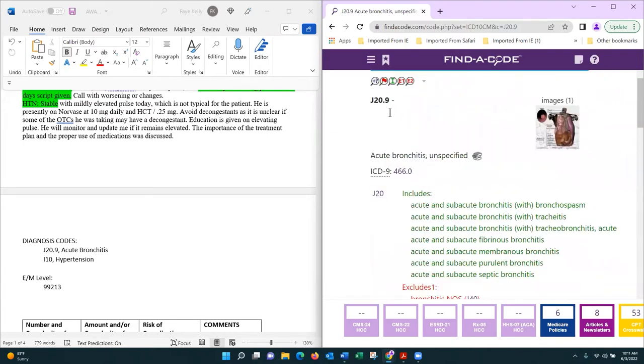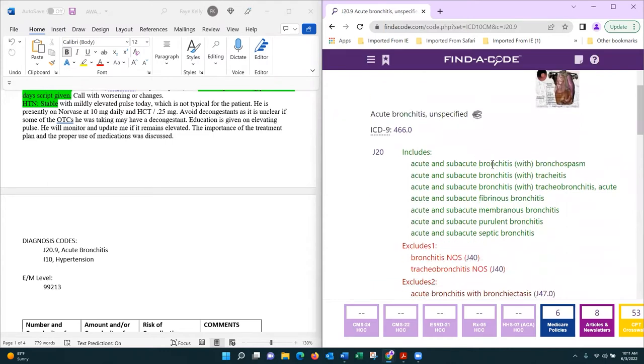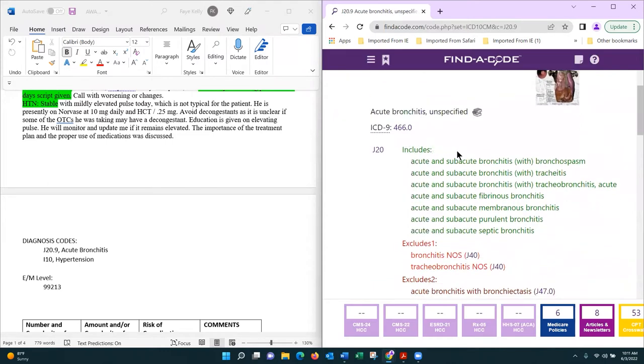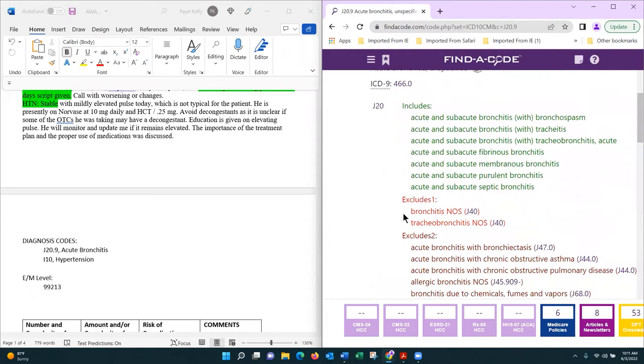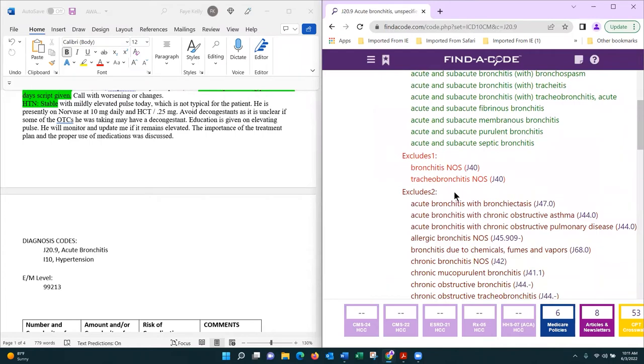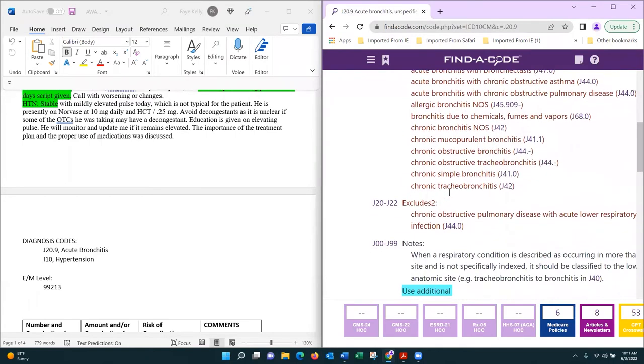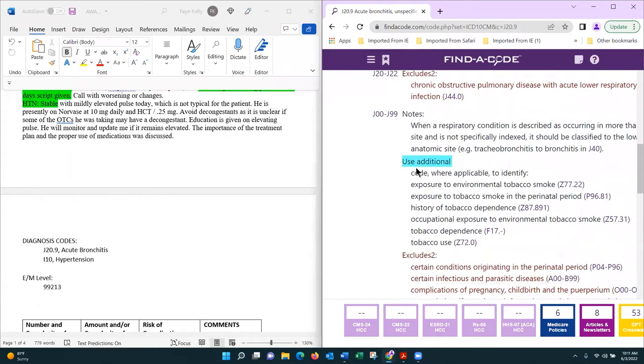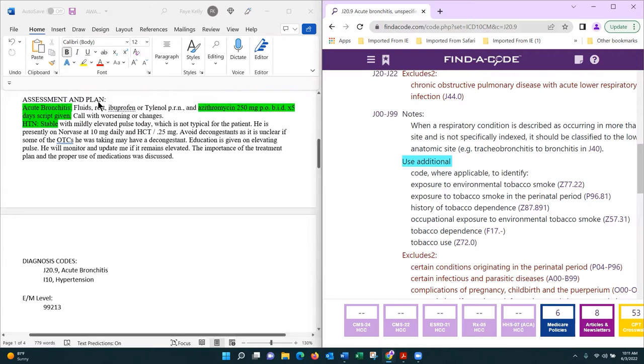But as we go through this and we see J20.9, you also want to look at each of the notes. You have includes, and then you have an excludes one. We don't have that here, but if we had, we would know that an Excludes1 means it could not be coded. We have Excludes2, excuse me. And then we have notes, and these say use additional code. Now, what if the patient had a history of tobacco dependence? If that was in the chart and that was documented, even though it was not in our assessment and plan, you would have picked that up and coded it because we have an instructional note telling us to.